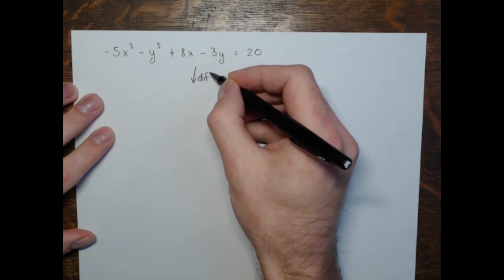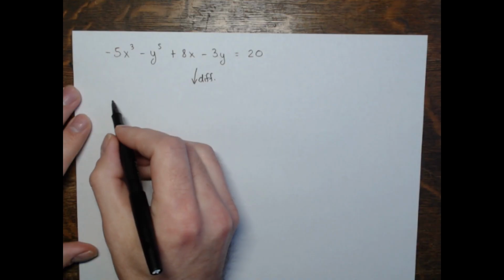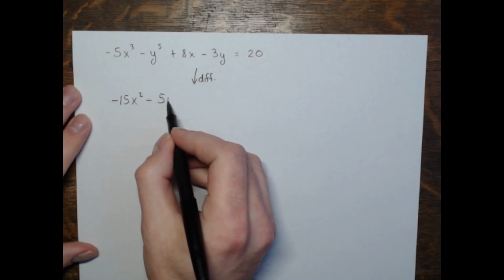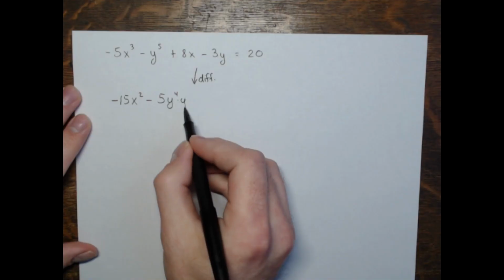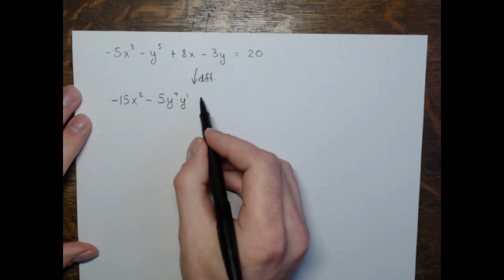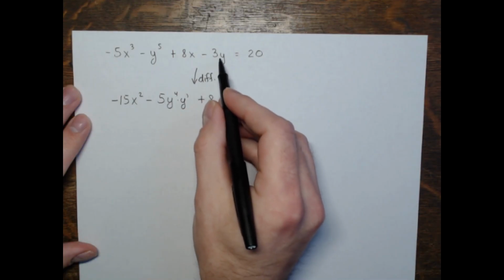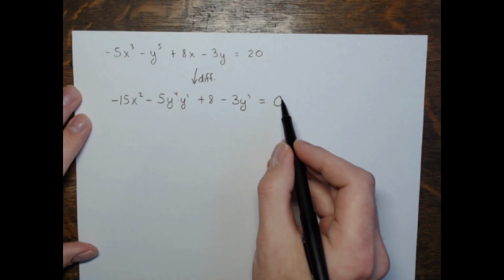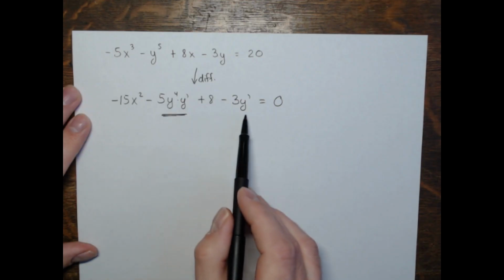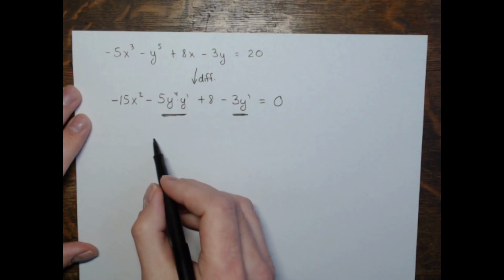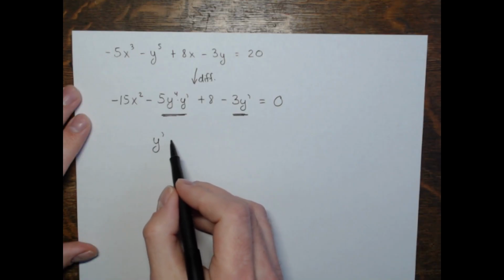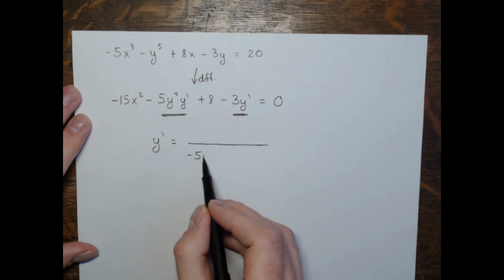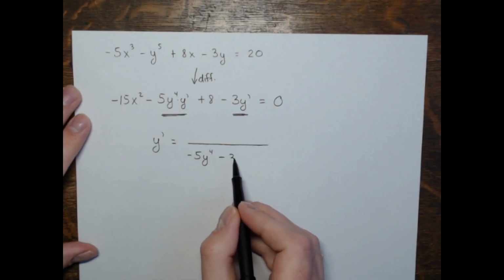Okay, so we differentiate with respect to x. So we got negative 15x squared minus 5 times y to the fourth, but then times y prime, chain rule, plus 8 minus 3y prime on the left side there equals 0 on the right. So this has y prime, this has y prime. So if I were to factor that out and divide, we're going to have a denominator of negative 5y to the fourth minus 3.